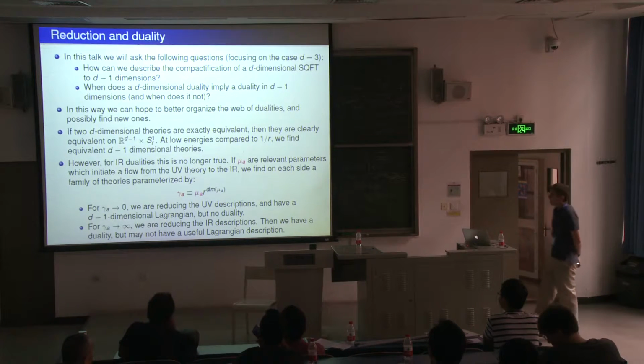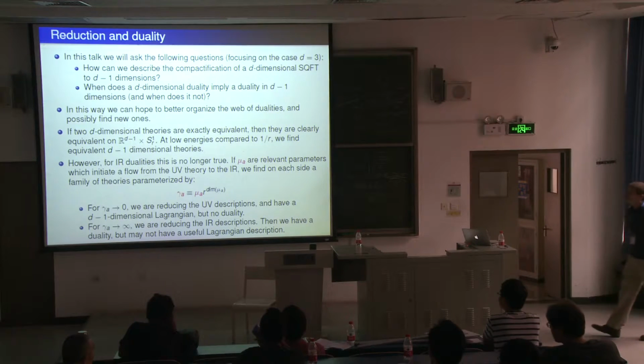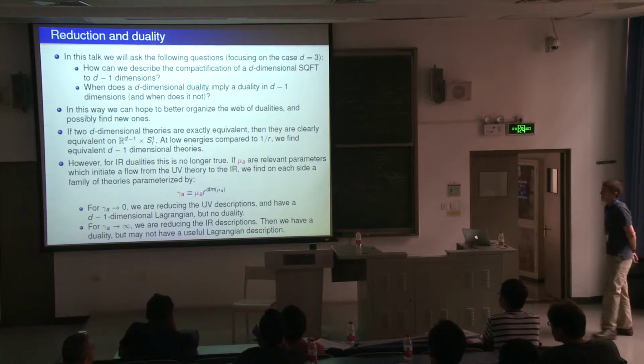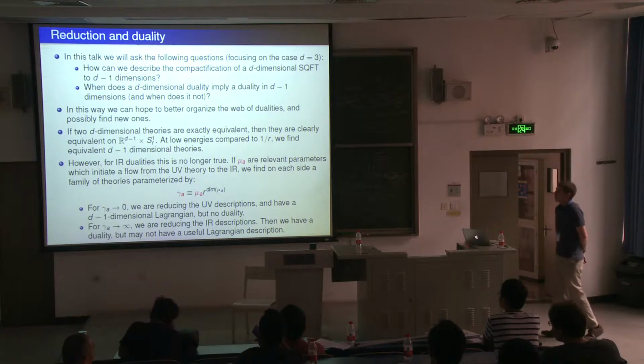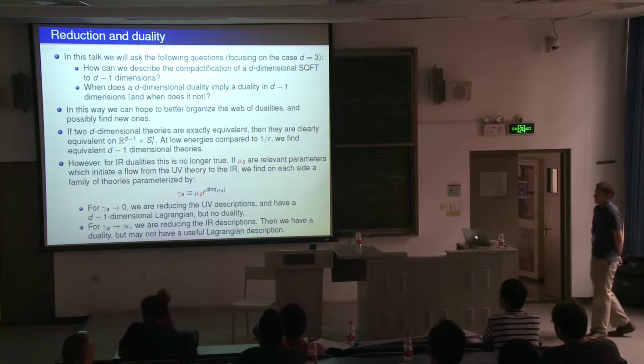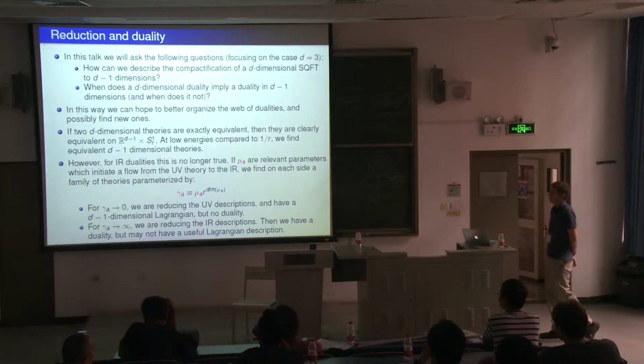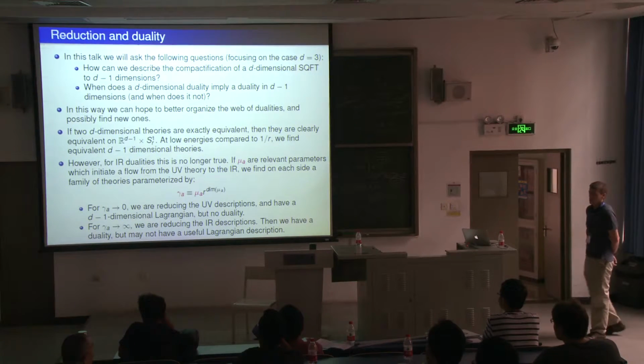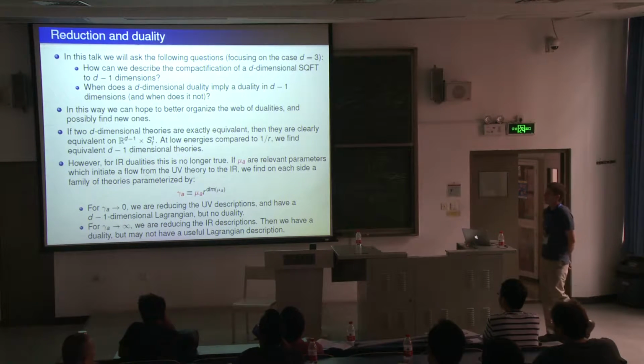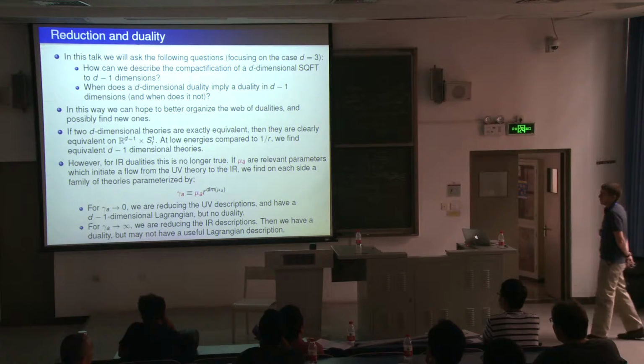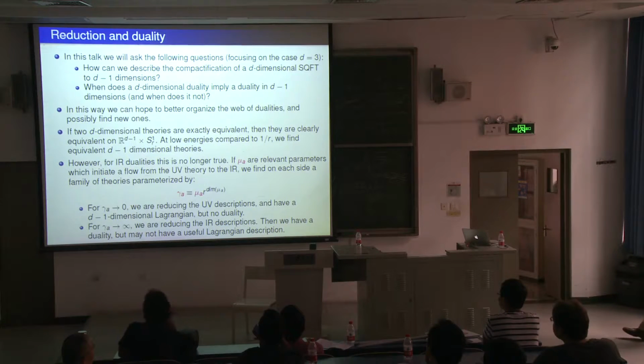In a little bit more detail, if we start with two theories which are exactly equivalent, so conformal dualities, then they're still going to be equivalent when we place them on a circle. And so at low energies, when we look at the effective d-1 dimensional theories, these should be equivalent. This is a more or less straightforward way of generating dualities. However, for IR dualities, this is no longer true.